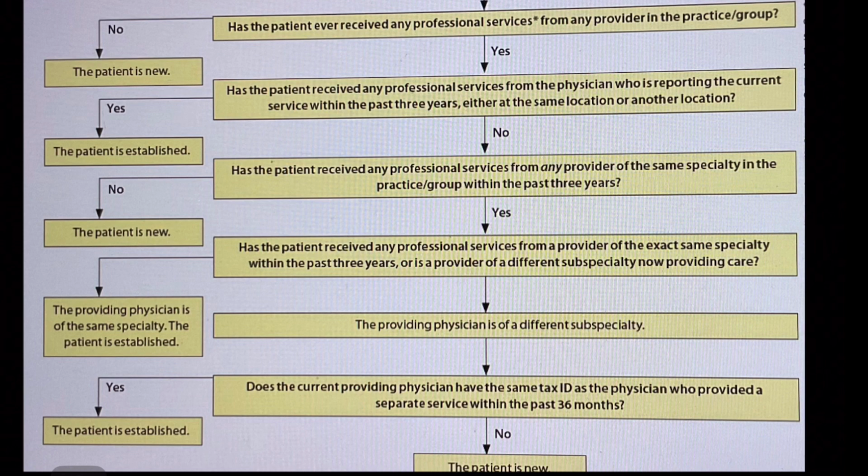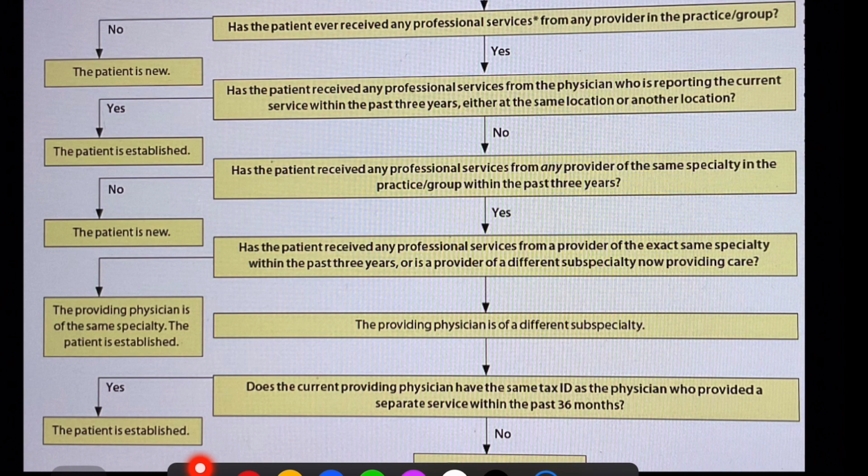Here, has the patient ever received any professional service from any provider in the practice or group? If no, the patient becomes new. If yes, check if the patient has received professional service from the physician who is reporting the current service within the past 3 years, either at the same location or a different location. Sometimes the physician may change his location. At that time, the tax ID may also change, though not always. If yes, the patient becomes established because the same doctor is reporting the service.